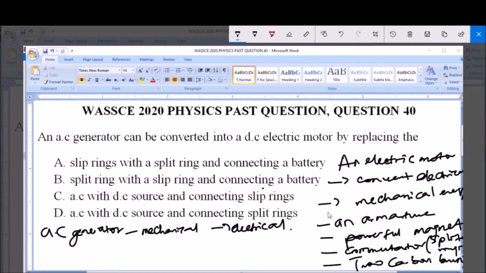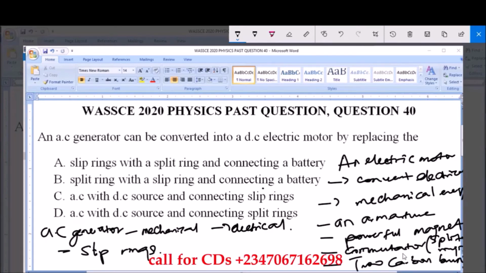a DC electric motor. Now, this AC generator has what we call the slip rings. It consists of the slip rings. Now, in converting an AC generator to a DC electric motor, these slip rings have to be replaced with a split ring. Remember, I said an electric motor is made up of split rings. That is, the commutator of an electric motor is made up of split rings. So therefore, you have to replace these slip rings with the split rings.